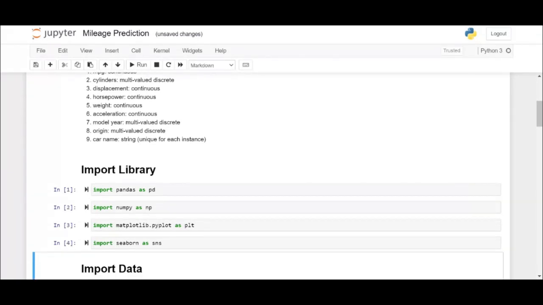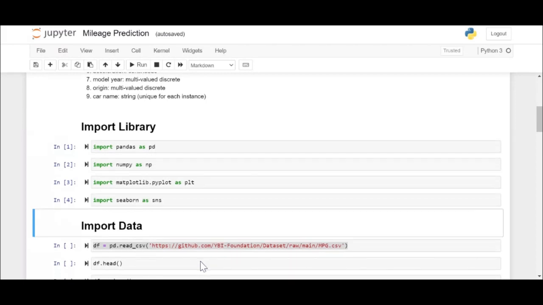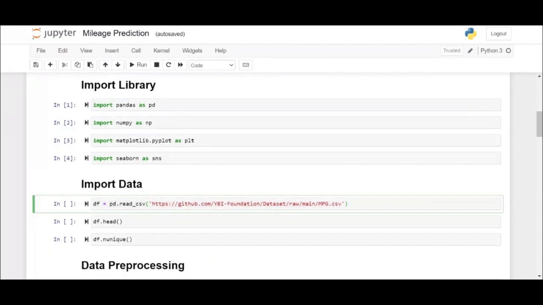So these libraries we import, either in this Jupyter notebook or Colab, right? We first import the library, then using the URL, we import the data set. So the next step is to import the data set.